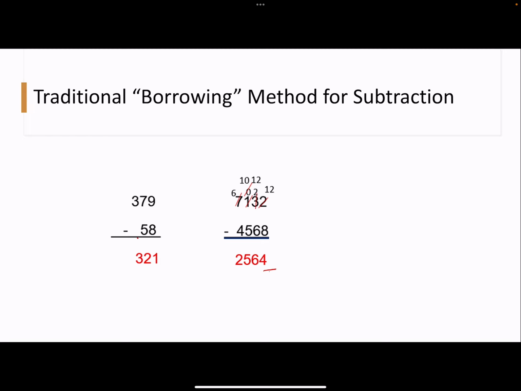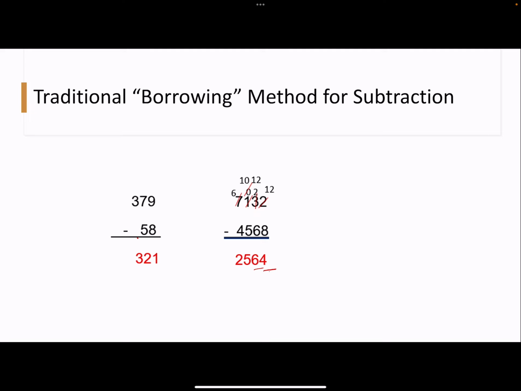I'm left with a 2 in the tens place, but I can't subtract 6 from 2. So I have to move over to my hundreds place. I have a 1 there. So I'm going to borrow 10 from there. That's going to leave that as 0. And then I'm going to add 10 to my 2 that was in the tens place, which becomes 12. So 12 minus 6 is 6.